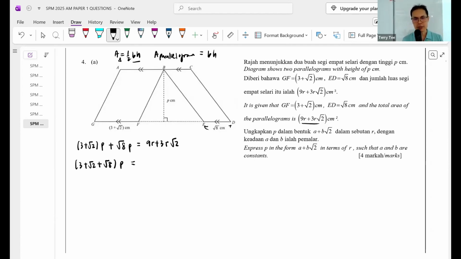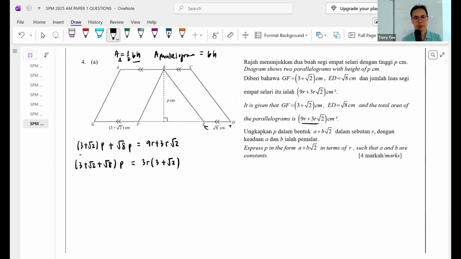So I have a common factor here. 9 and 3 we can take out. Take out what? 3. We still have r, correct? 9 divided by 3 is 3. 3r taken out, √2. Okay or not okay? Right? Now with that.